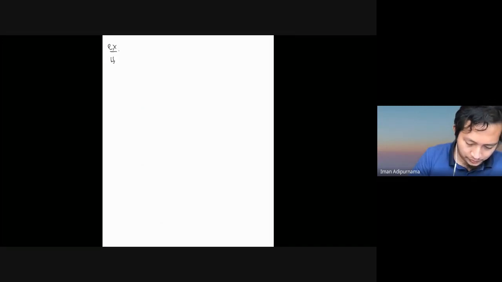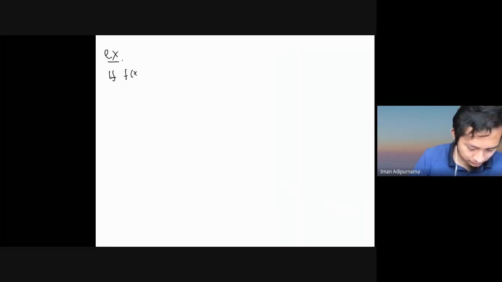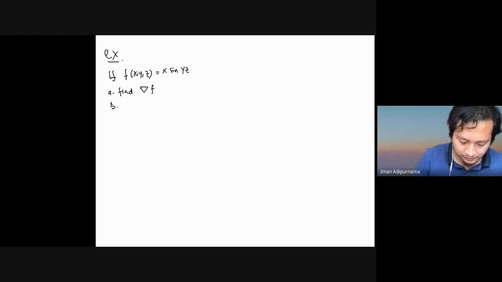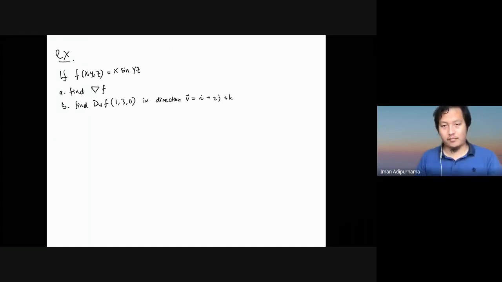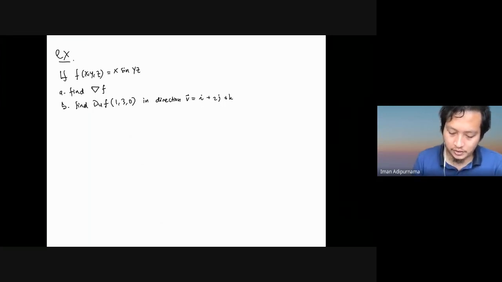So, example: if you have a function of 3 variables, find the gradient vector of f and find the directional derivative at this point in the direction of v. Let me note this as a vector. Of course, if you read it, it has i, j, k. It's a vector.